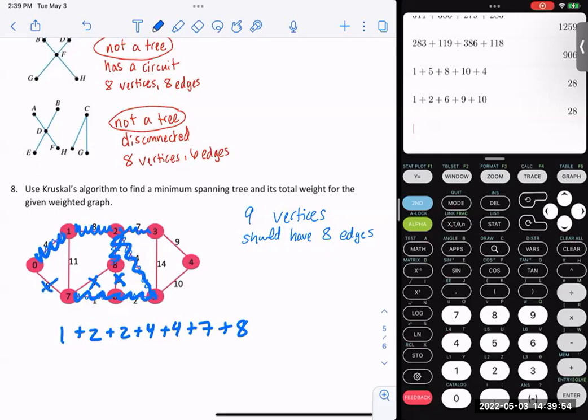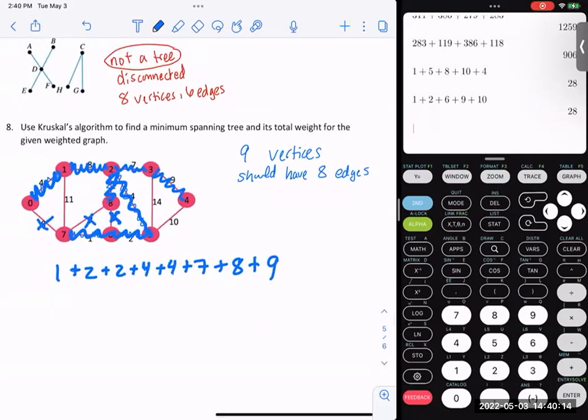Let's see, I've included 1, 2, 3, 4, 5, 6, 7 edges so far. So I only need 8, so I only need one more. 9 is my next smallest number. Is that one okay? It is. And so that's it, I'm done. And if I look at what I have here, I should have a minimum spanning tree. I should have a tree that travels to each and every vertex exactly once, that is connected, that doesn't have any circuits. That meets all the properties that I had for trees.